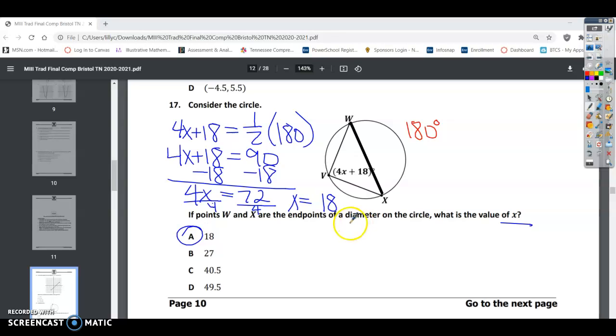Again, you have to know that the diameter cuts the circle in half and that makes that side equal to 180 degrees in order to set this up and solve. So question 17, the answer is A.